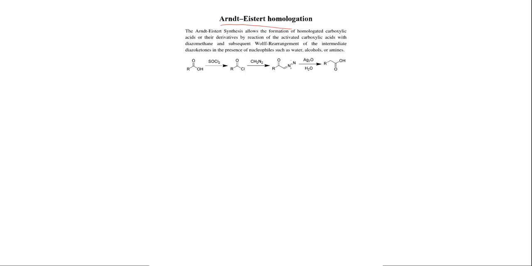Let's have a look at the acid. Let's suppose this is the structure of ethanoic acid or acetic acid. When acetic acid is reacted with thionyl chloride and then with diazomethane in the presence of silver oxide, what type of product will be produced? It will be converted into propanoic acid. If we compare the starting material and the product, the product differs only by a CH2 group.